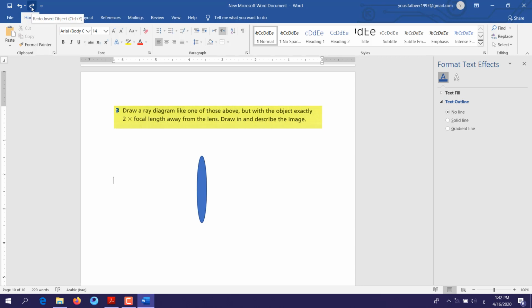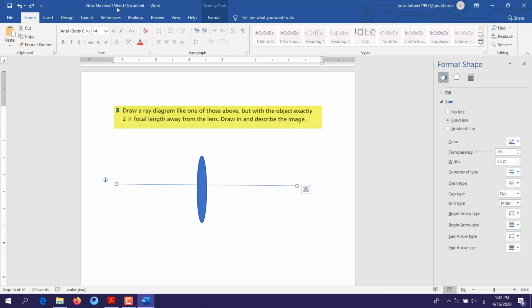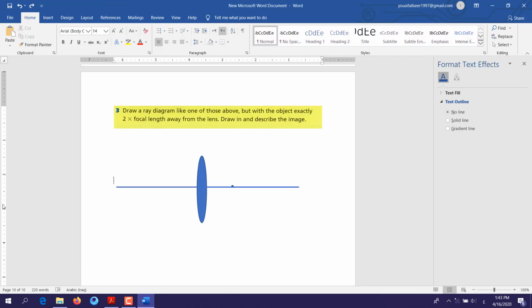It means if we draw, firstly, we will draw the lens. Step number 2, we will draw the principal axis. This is the principal axis. It's an imaginary line that passes through the center of the lens. Step number 2, we will choose a point that represents the principal focus.